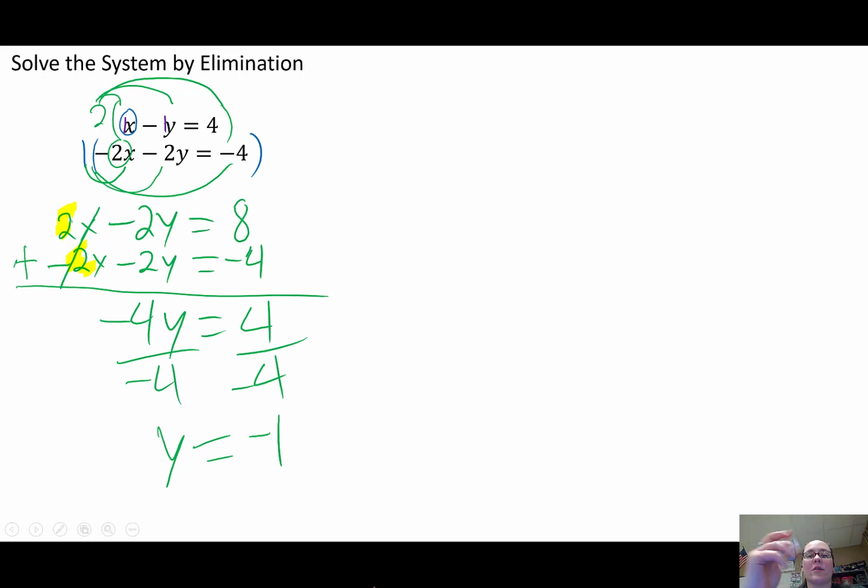Again, it does not matter which of the two equations I use. I'm going to pick the top one again. So x minus y equals 4. And we found out that y is negative 1.